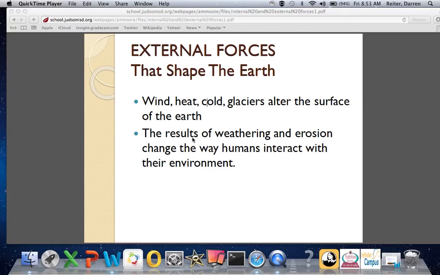Forces that shape the earth, and now we need to kind of switch gears and see the external forces that are shaping the earth. Now, if you look at this screen, you're seeing some of the items: your wind, heat, your cold, your glaciers. Those are all things that we really know a lot about. Some of the things we don't know a lot about are the weathering and erosion. Now, you're going to cover these in science class this year also, but this gives us a first look at what we're doing with some of those items when we're shaping the earth.